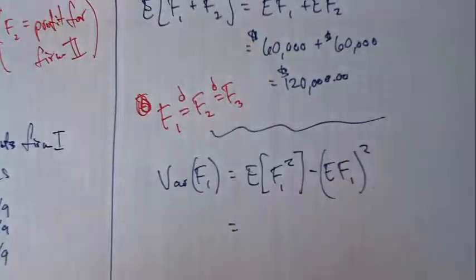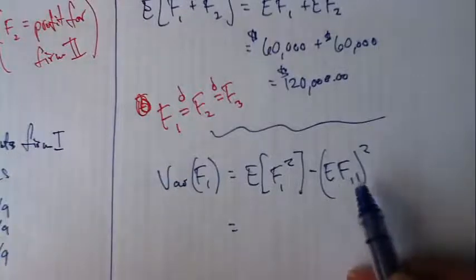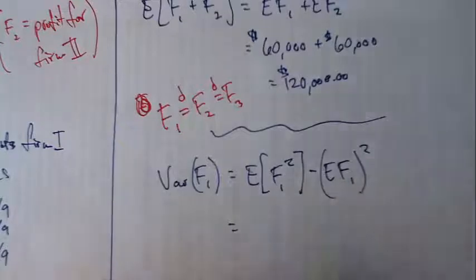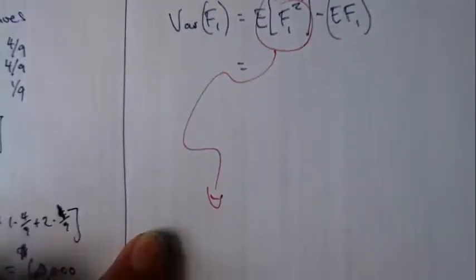I know what the expected value of F1 is. It's $60,000. I just have to square that and subtract it from this other stuff. Let me come down here and work out this other stuff. I'm just going to take this and come down here with it: the expected value of F1 quantity squared.